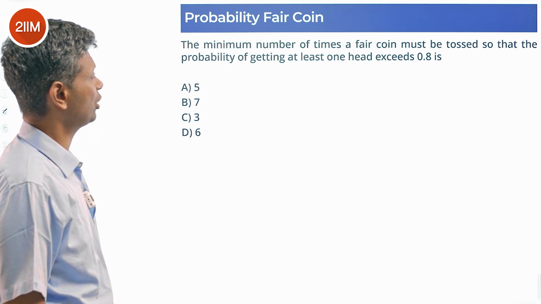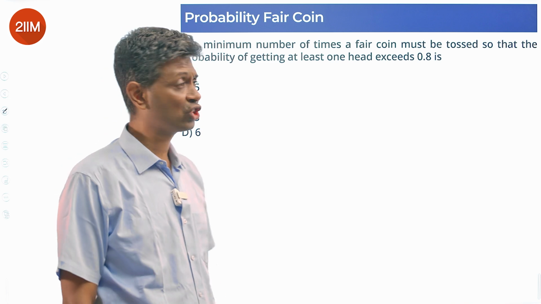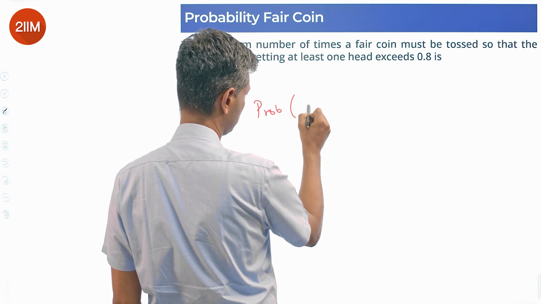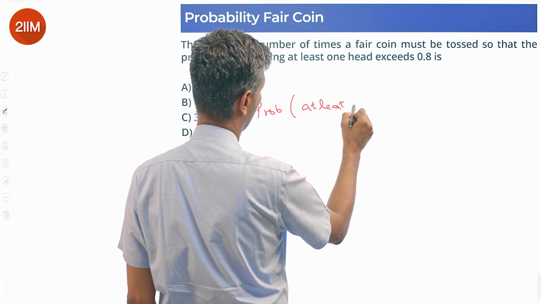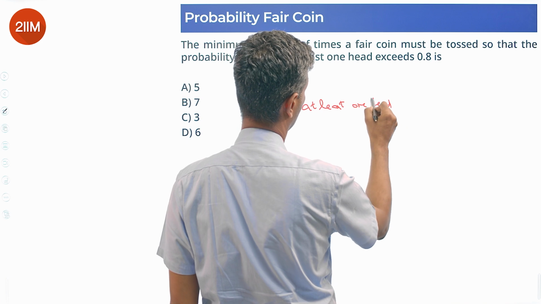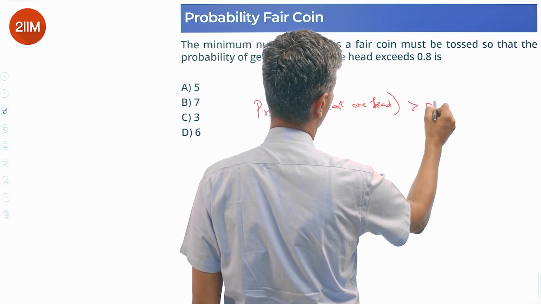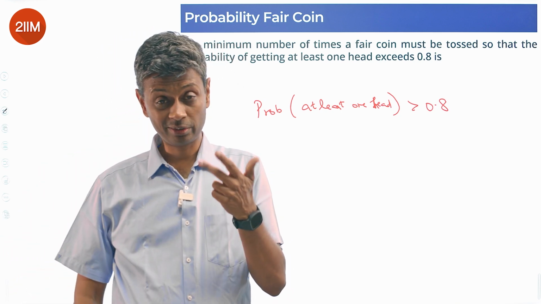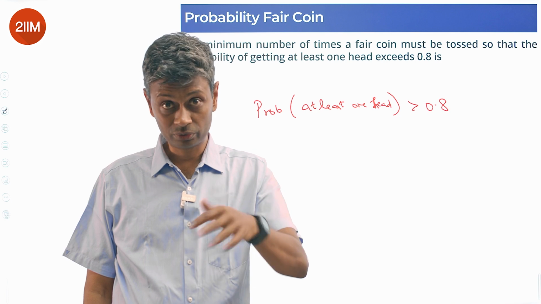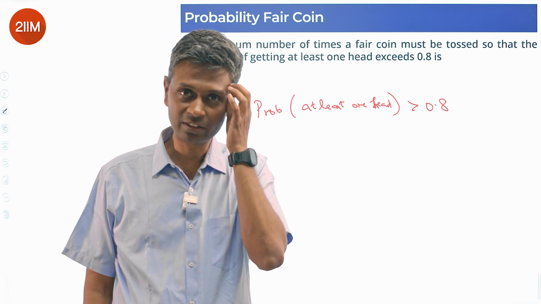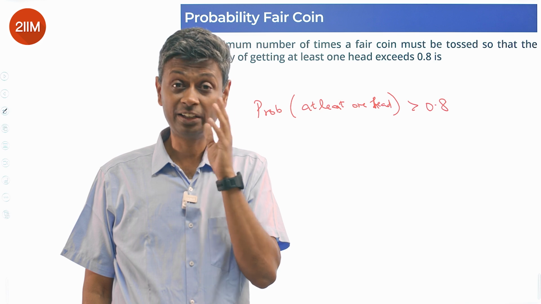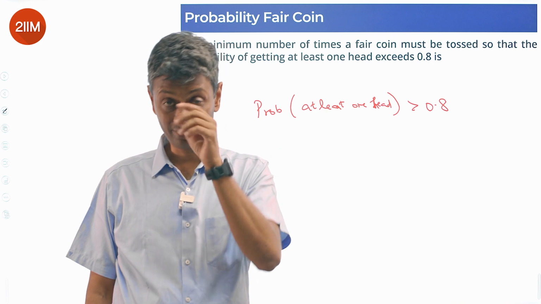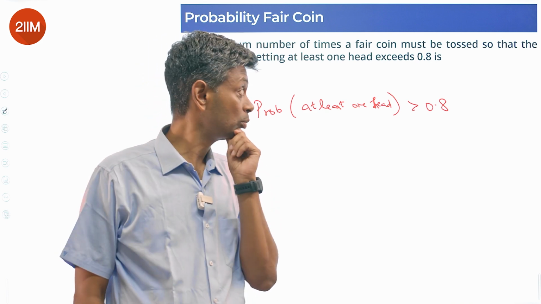The minimum number of times a fair coin must be tossed so that the probability of getting at least one head exceeds 0.8. Probability of at least one head is more than 0.8. What is at least one head? Could be one head, two heads, three heads, all of these up to n heads. The answer is n. So if there are n times you are tossing, number of tosses is n. You can get one head, two heads, three heads, four heads, five heads till n. That adds up to more than 0.8.